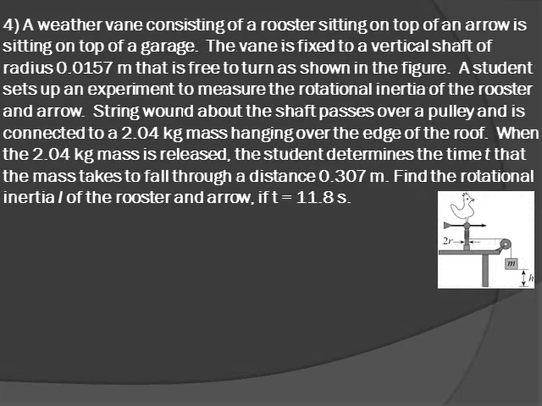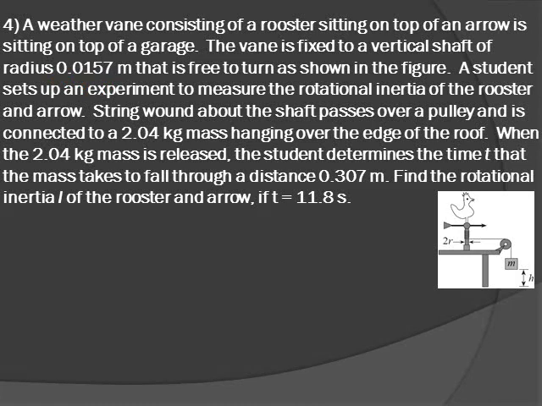Number 4 says a weather vane consisting of a rooster sitting on top of an arrow is sitting on top of a garage. The vane is fixed on a vertical shaft with a radius of 0.0157 meters. So that's the radius of this little part right here that the rope is going to be pulling on. So we got the radius there in order for us to figure out the torque. And then that's free to turn as shown in the figure.